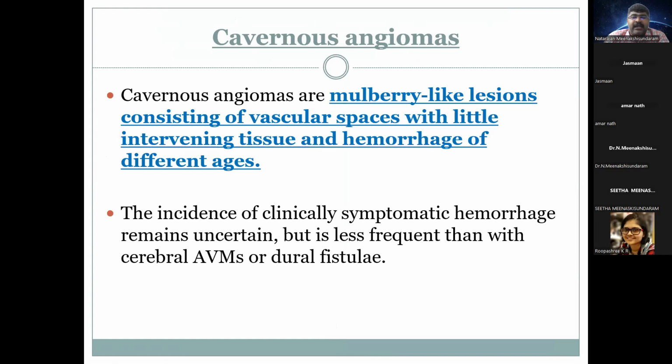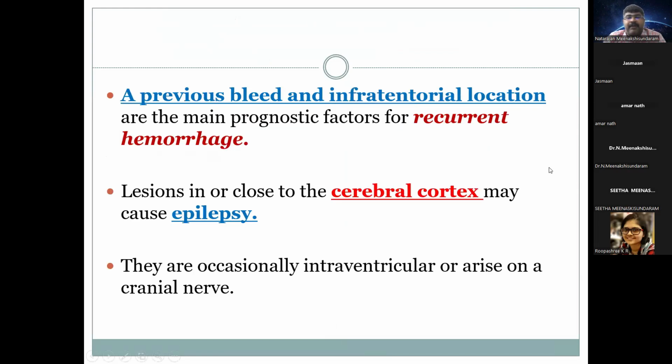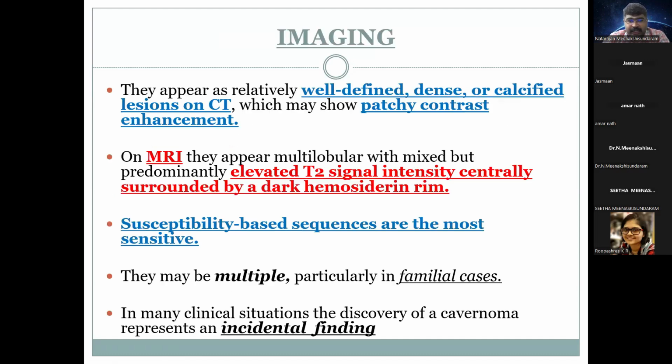The incidence of clinically symptomatic hemorrhages remains uncertain, but is less frequent than with cerebral AVMs or dural fistulas. A previously bled lesion or an infratentorial lesion are important prognostic factors for recurrent hemorrhages. When the lesions lie close to the cerebral cortex, they may produce epilepsy. They are occasionally intraventricular or arise on a cranial nerve.